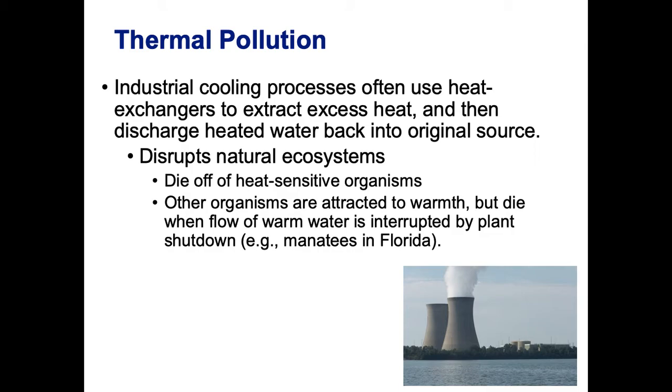If there are organisms that are really sensitive to heat, they might not be able to live in that area of the river. Other organisms are attracted to warmth. An example of this is manatees. Some manatees in the winter like to hang out next to plants because they're discharging all this warm water. But sometimes it can be problematic if they become reliant on the warm water and then the plant shuts down this flow of warm water, and the manatees don't have that available and now they're in the wrong place in the winter.